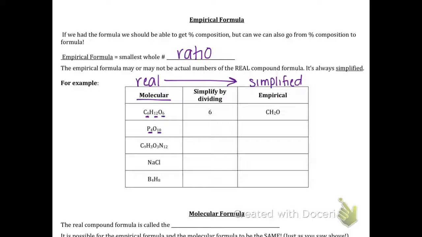We can divide both by 2. So 4 divided by 2 becomes 2. 10 divided by 2 becomes 5. So now we have the empirical formula.